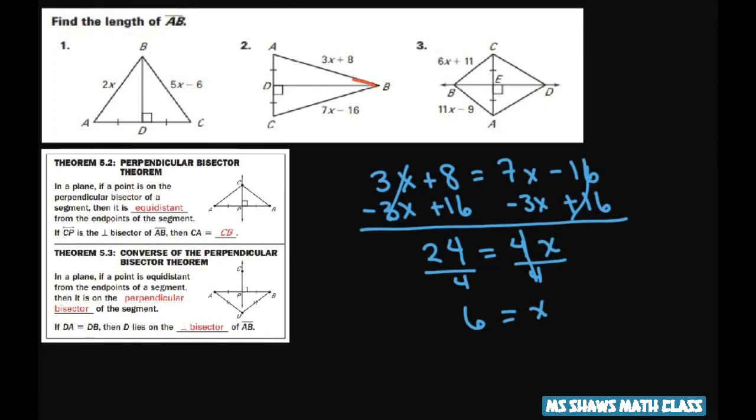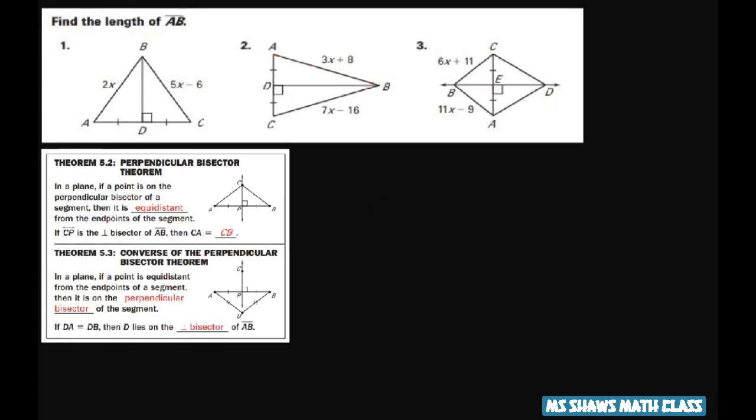So now, what do they want? AB, so they want this length. So we're going to take this and replace x with 6. And 18 plus 8 is... no, 26, sorry. So this whole length is 26. And the last one, the same thing.